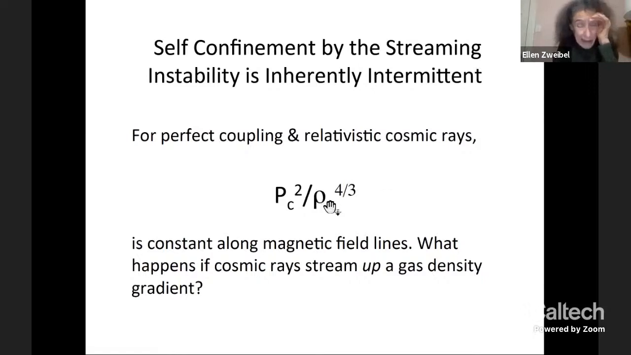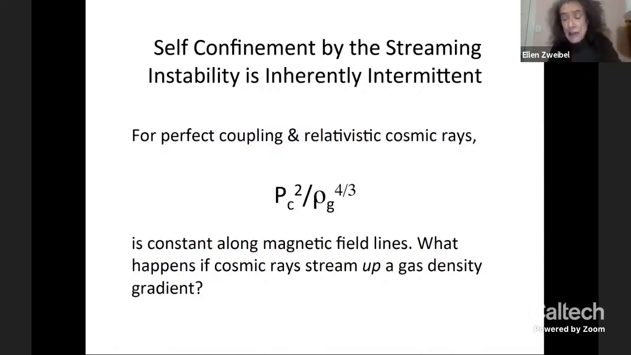So if the gas density increases, then the cosmic ray pressure must also increase. But we saw that in the framework of frequent scattering theory, the streaming and the pressure gradient should be related. And this kind of makes physical sense. Things tend to flow down their pressure gradient. So now we have the cosmic rays streaming down their pressure gradient, except that their pressure seems to be going up.